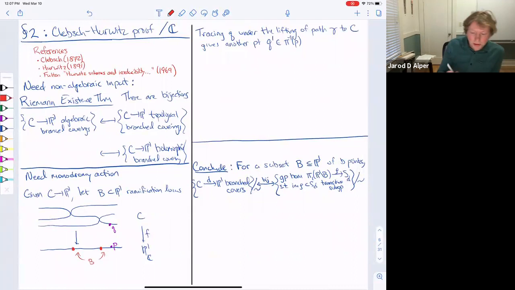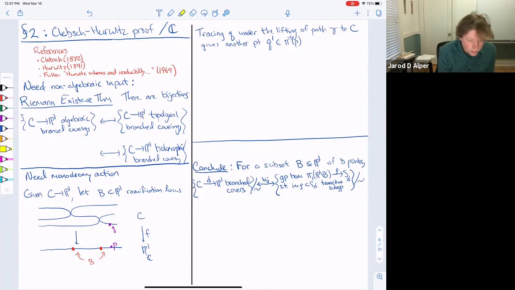Okay, so here are the references. Clebsch's paper, Hurwitz's paper, and then in Fulton's 1969 paper, which we'll get to later, he also gives a modern treatment of these proofs. And ultimately his proof in positive characteristic relies on the characteristic zero statement. You can read about it in that paper too.